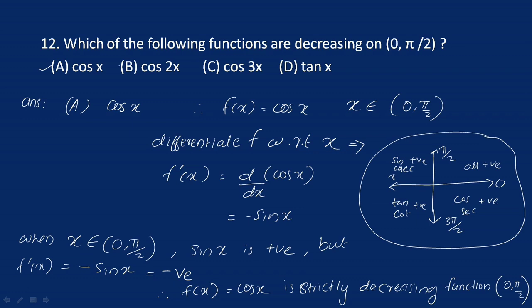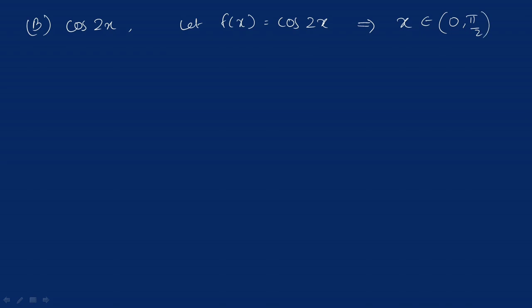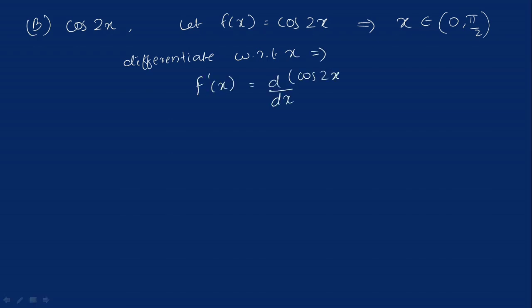Now B part of the question, that is cos 2x. Let us consider f of x equal to cos 2x, where x again belongs to the interval 0 to pi by 2. Differentiating with respect to x, we have f dash of x equal to d by dx of cos 2x, that is minus sin 2x into 2. Or we can write f dash of x is equal to minus 2 into sin 2x.